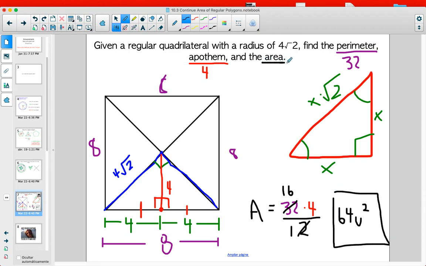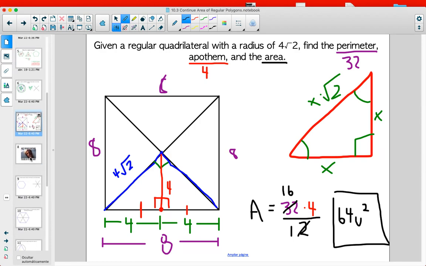So there you go. We're done with all 3 things. So that's the type of example that you might see where the apothem and the perimeter are not given to you right away.